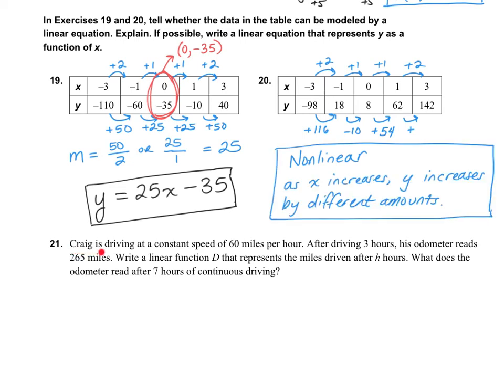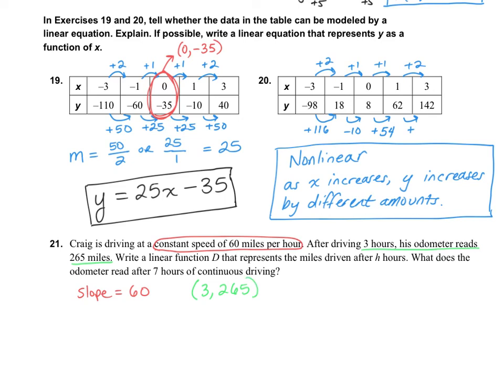Number 21 says, Craig is driving at a constant speed of 60 miles per hour. After driving 3 hours, his odometer reads 265 miles. Write a linear function d that represents the miles driven after h hours. What does the odometer read after 7 hours of continuous driving? The first thing I want to notice is that I have my slope. It's right here: a constant speed of 60 miles per hour. So my slope is 60. The second thing I notice is that after driving 3 hours, the odometer reads 265. So my point is (3, 265).